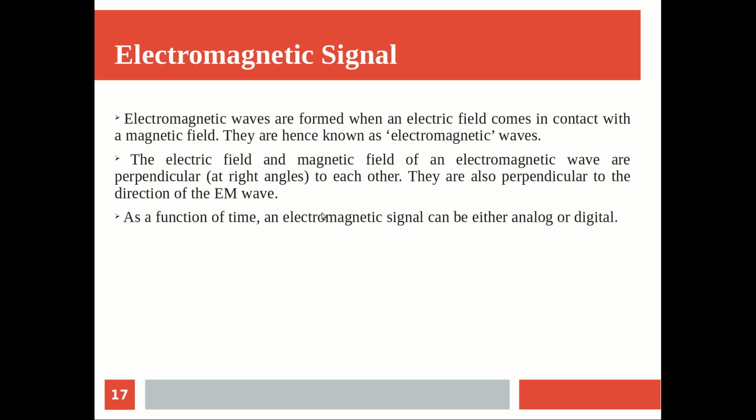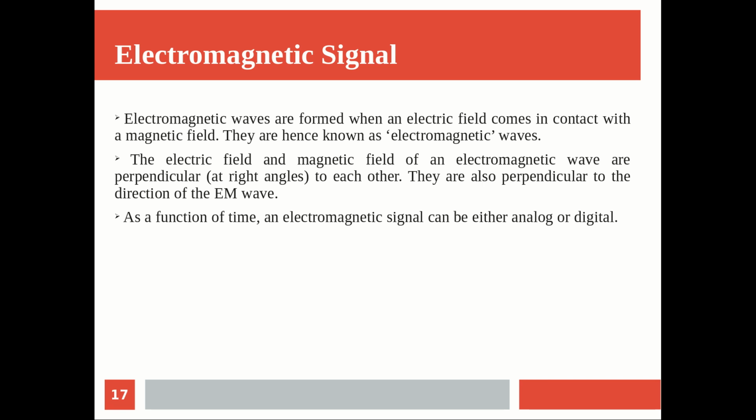As a function of time, the electromagnetic signal can either be analog or digital. Now, we are going to represent our electromagnetic signal as a function of time. This is called a time domain representation, and there is no rule that you should always represent an electromagnetic signal as a function of time. You can also represent it as a function of frequency, that is frequency domain representation, which is the more popular one, and those details we will see later.